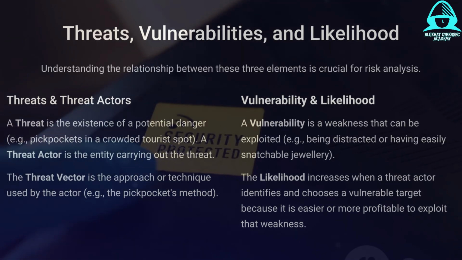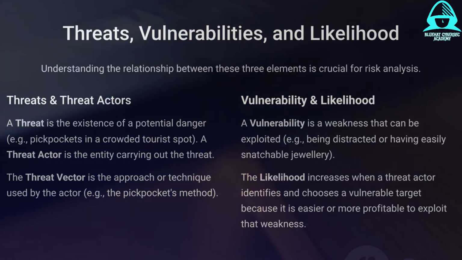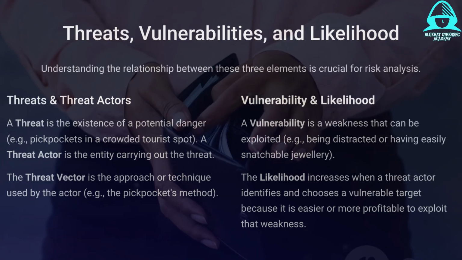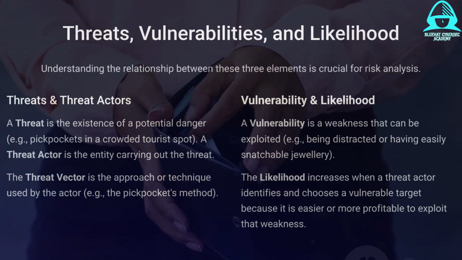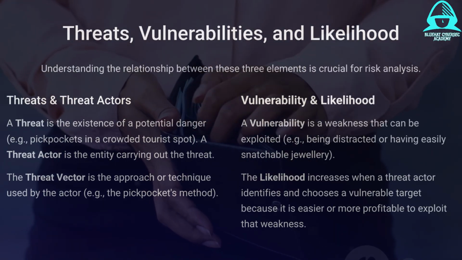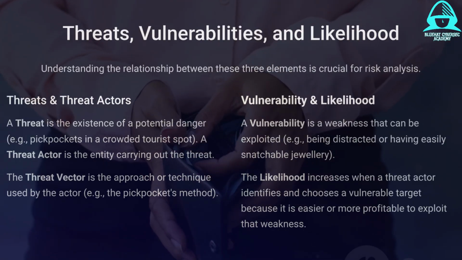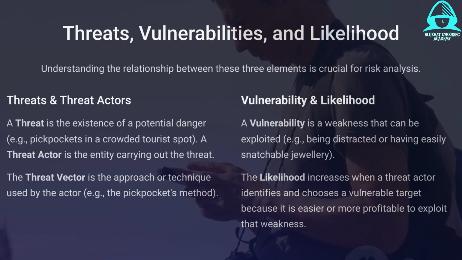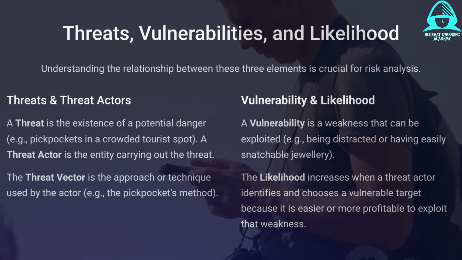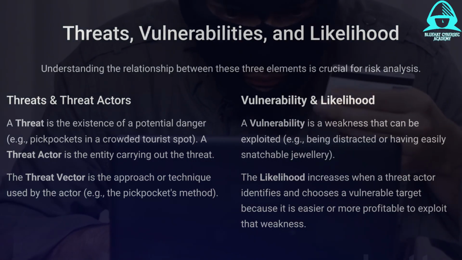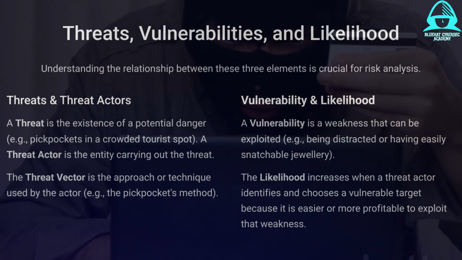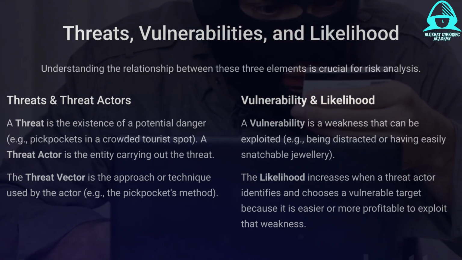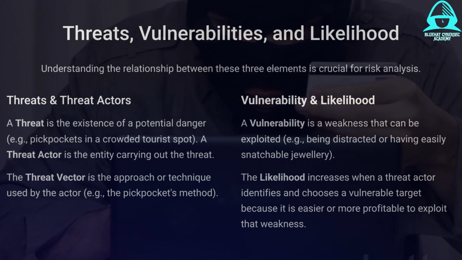The approach and technique taken by the pickpocket is their threat vector. Let's say the pickpocket chooses you as a target because they see that it will be easier or more profitable to steal from you. Maybe you are distracted, have jewelry that is easy to snatch, or appear weak and less likely to put up a struggle. In other words, you appear more vulnerable than the other tourists, and the pickpocket feels that they can exploit that vulnerability or weakness.